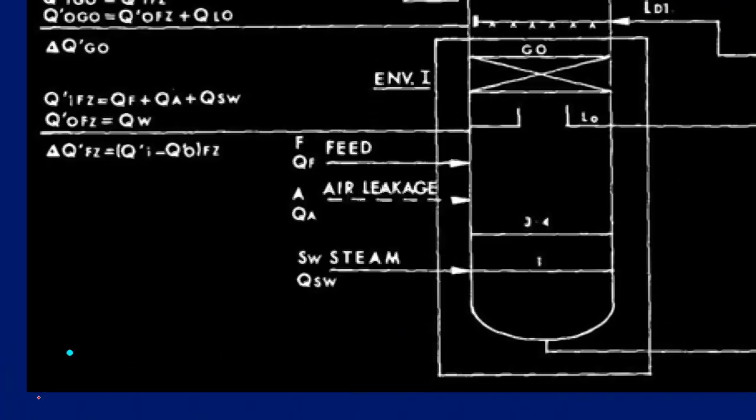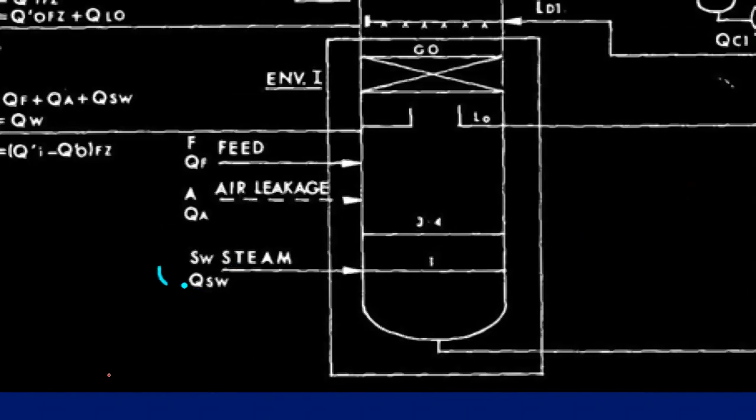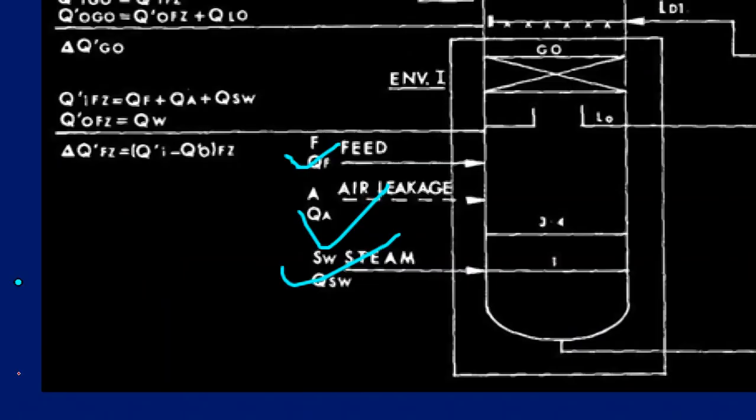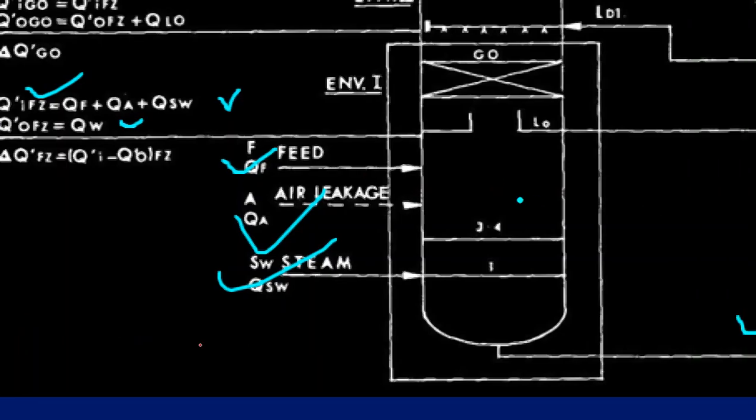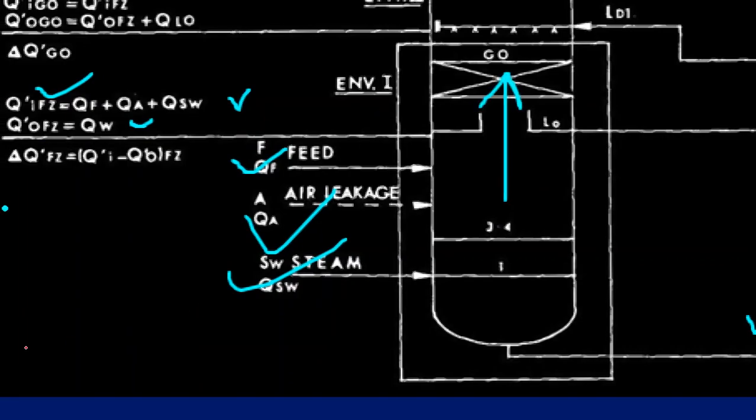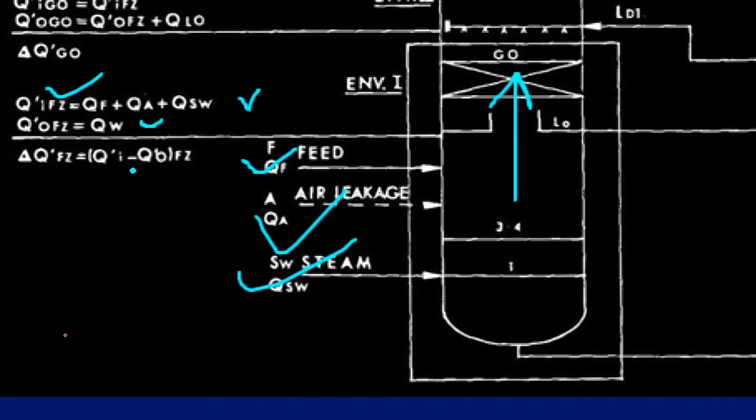Now this is the flash zone. You see that at the bottom is steam and air leakage. We have discussed all these things. This is the feed. All these are going inside the column. So we can say energy in, and the leaving energy is the bottom residue. The energy inlet up to the flash zone is nothing but QF plus QA plus QSW. That is the energy inside the column, and the energy outside from the flash zone is only QW. The difference between these two energies is delta Q FZ, which is nothing but the energy in minus the energy out of the flash zone. In this way we can find the energy balance for the flash zone section.